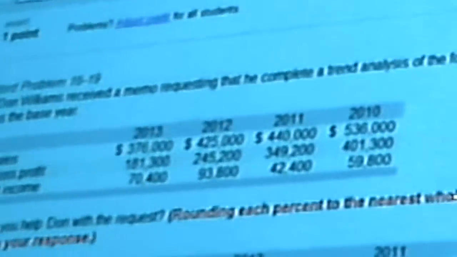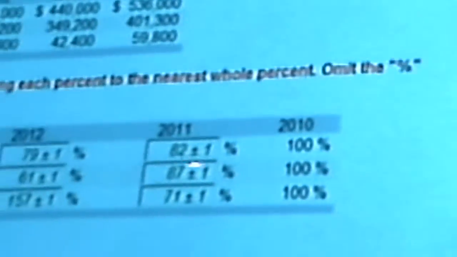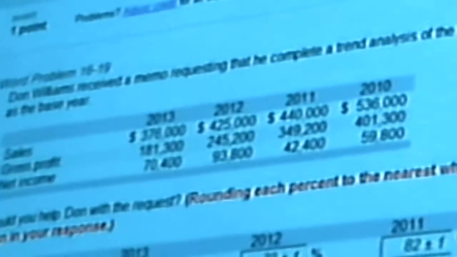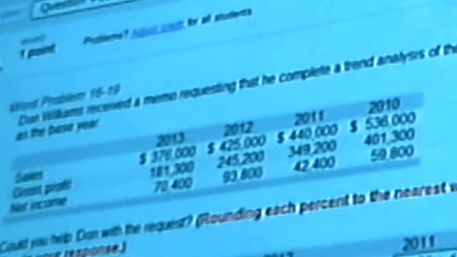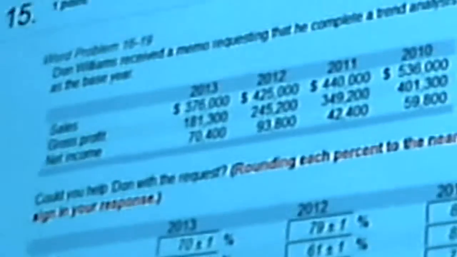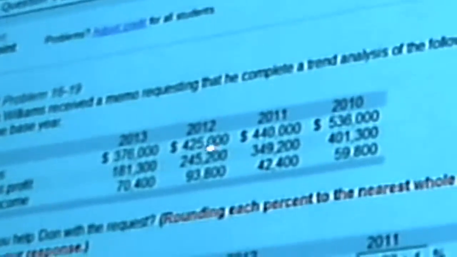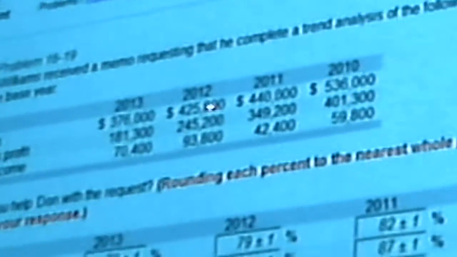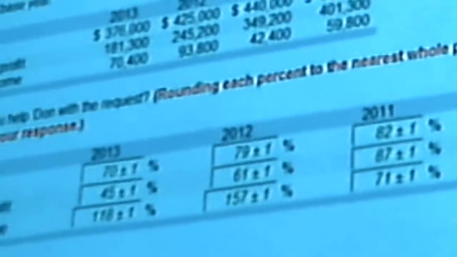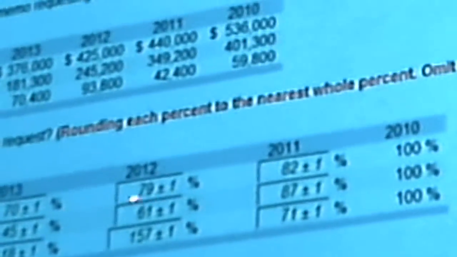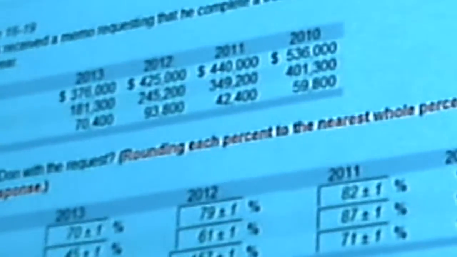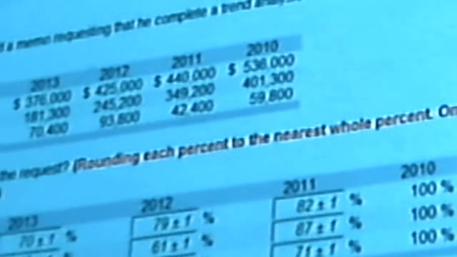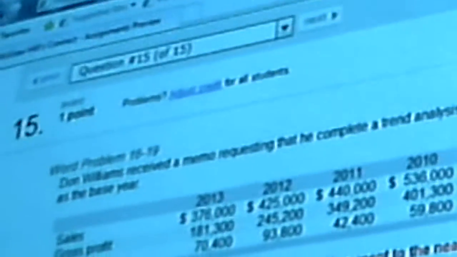Okay. Notice it says round to the nearest whole percent. What does that mean, the nearest whole number? So you should have no decimal part of your answer. Okay, a couple more. 425,000 divided by what? 536. Now that's the sales for 2012. The answer would go here, right? Now for gross profit, the next row. And for net income, we do the same format, the same thing. Over and over.